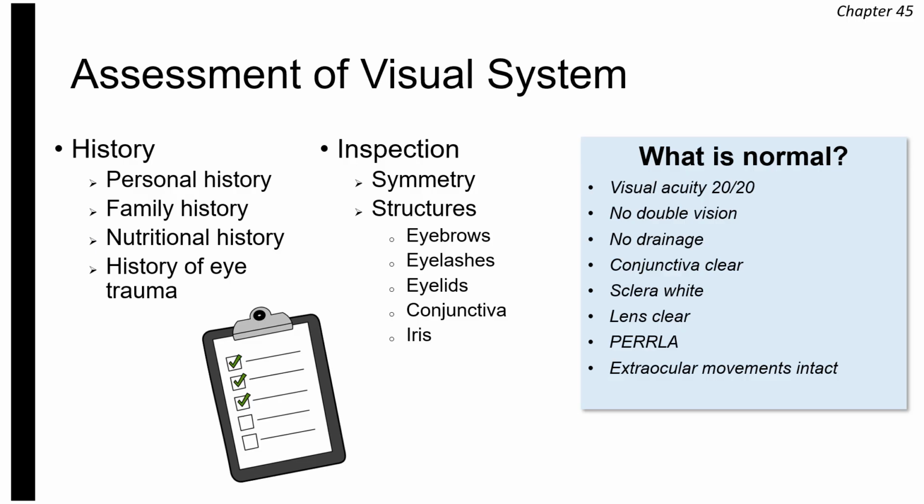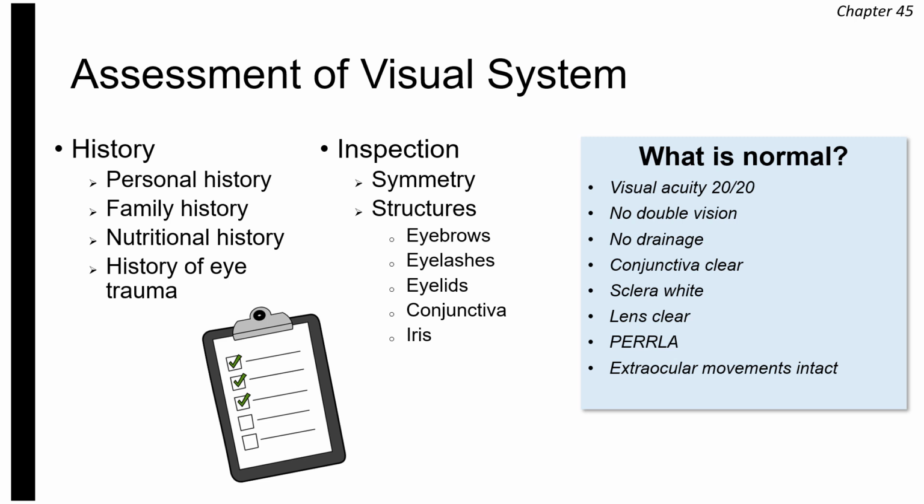Next is the assessment of the visual system. In order to determine whether the patient is having something abnormal, we need to know what is normal and we need to gather our data. This is our assessment part. This is going to include a good personal history. That includes what kind of medications they're taking, what their occupation is, their family history. Does their family have any type of cancer or other conditions that may be related to the eyes? Nutritional history, history of eye trauma or procedures. All of those things can give you clues to what their current eye condition is.